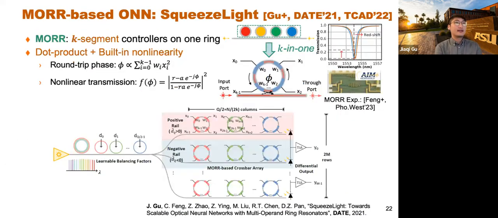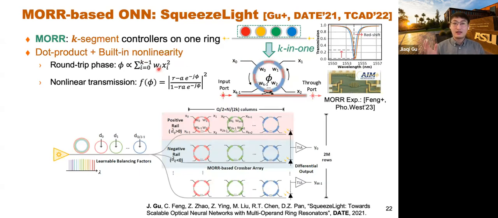Here I want to show one example, the multi-operand ring. We call this structure SqueezeLight, because we squeeze more computation using the multi-operand device. By partitioning the controllers into K segments, each of the controllers can be modulated by an independent signal. You have a vector, and each of the elements controls one segment, and each segment encodes a weight W0. Each of the segments has a phase shifter, and all their contributions are accumulated through this ring structure. So this is a very natural W times X plus W times X plus W times X, a weighted sum.